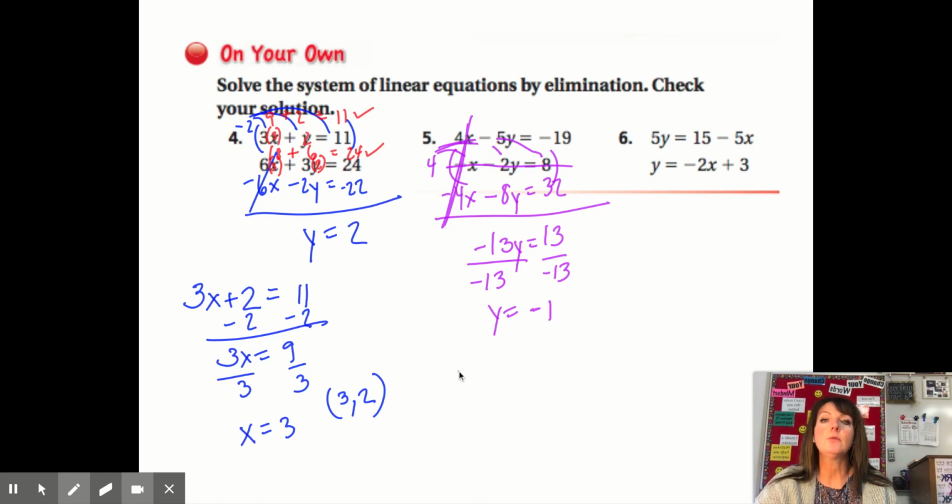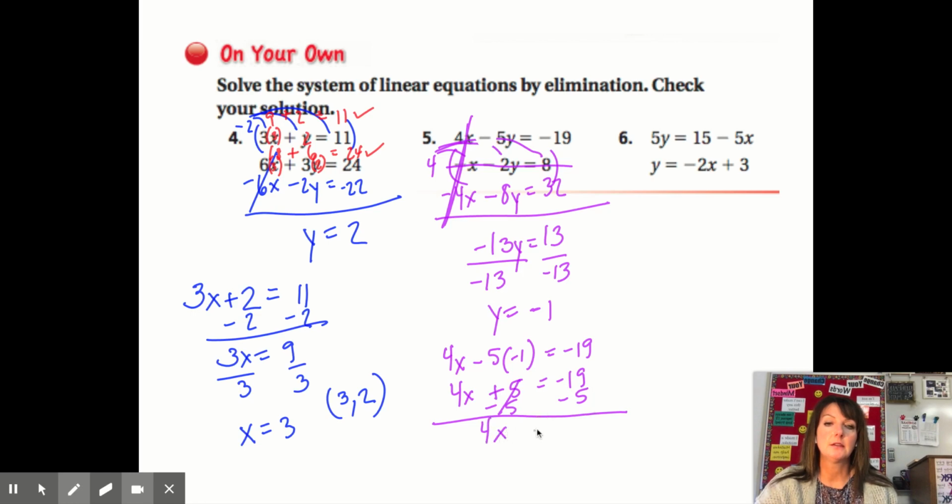If y is equal to -1, I have 4x minus 5 times -1 equal to -19. And so I'll subtract 5 from both sides, which then means I'm adding these, and I get, when I combine those, dividing by 4, x should be equal to -6. So my ordered pair here is -6, comma, -1.